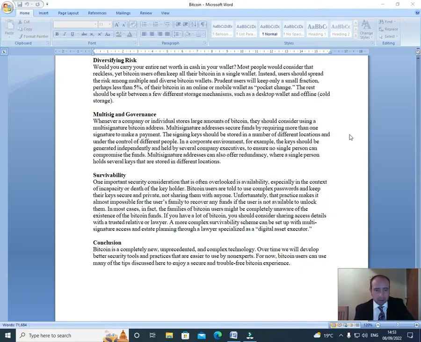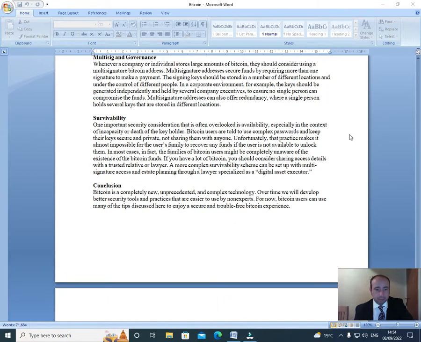Multisig and governance. Whenever a company or individual stores large amounts of Bitcoin, they should consider using a multi-signature Bitcoin address. Multi-signature addresses secure funds by requiring more than one signature to make a payment. The signing keys should be stored in a number of different locations and under the control of different people. In a corporate environment, for example, the keys should be generated independently and held by several company executives to ensure no single person can compromise the funds. Multi-signature addresses can offer redundancy where a single person holds several keys that are stored in different locations.